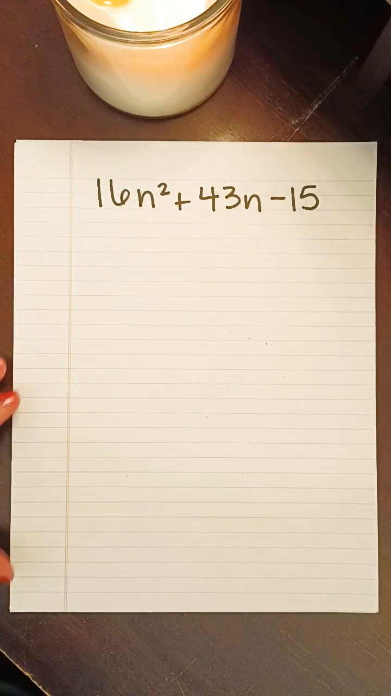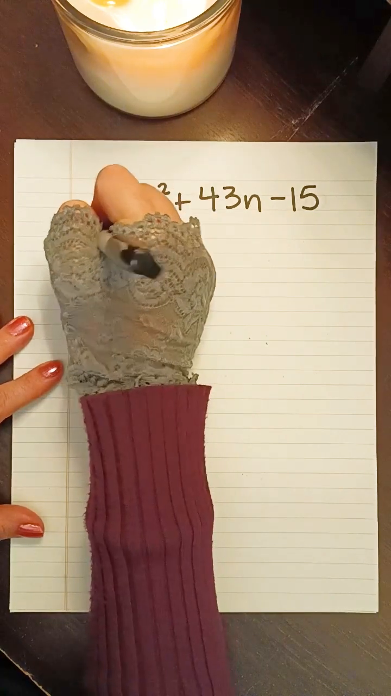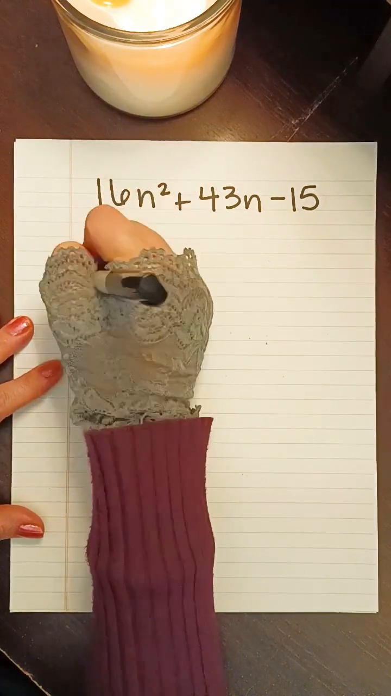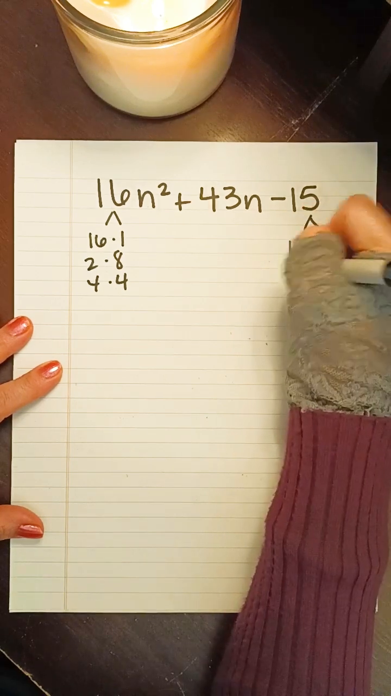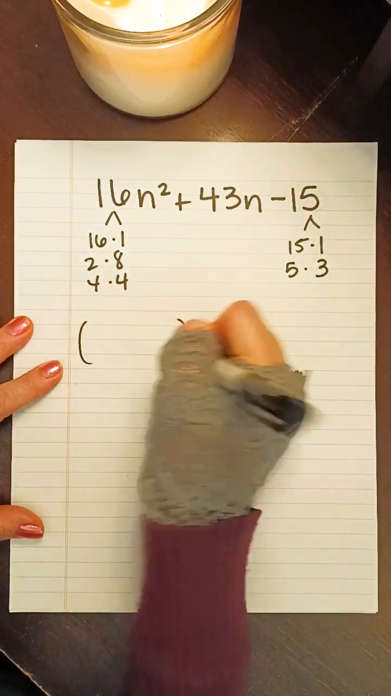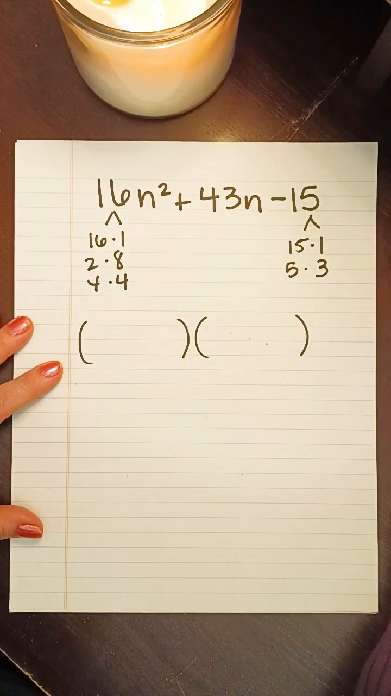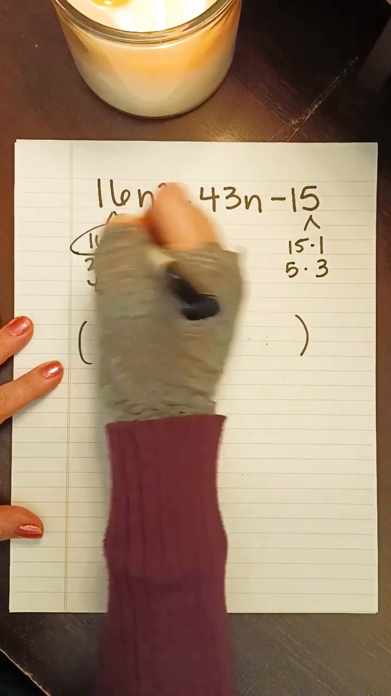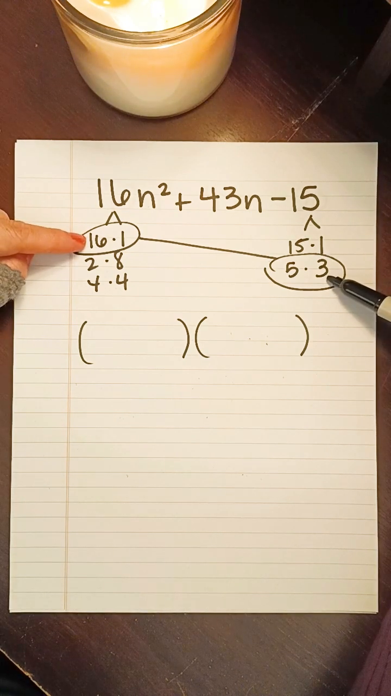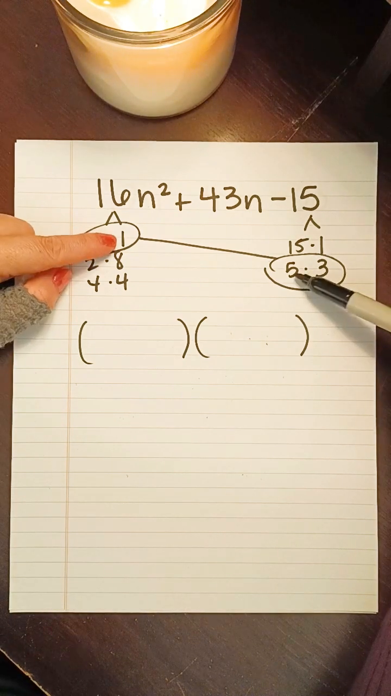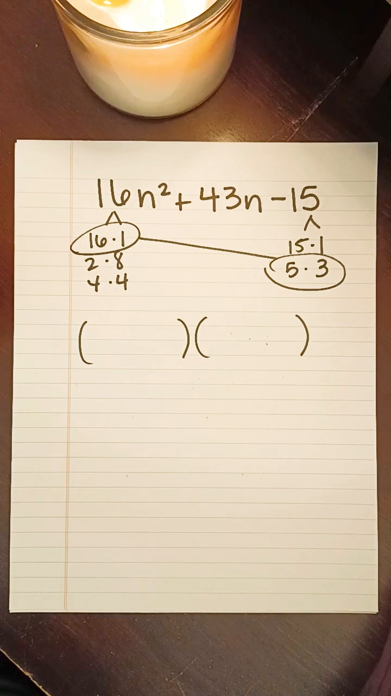All right, let's do another one. Numbers that multiply to be 16. Numbers that multiply to be 15. Okay, now two sets of parentheses. And I'm going to get a 43. Let's look here and here. 16 times 3 is 48. 1 times 5 is 5. 48 plus 5 won't get us 43, but 48 minus 5 will get us 43.